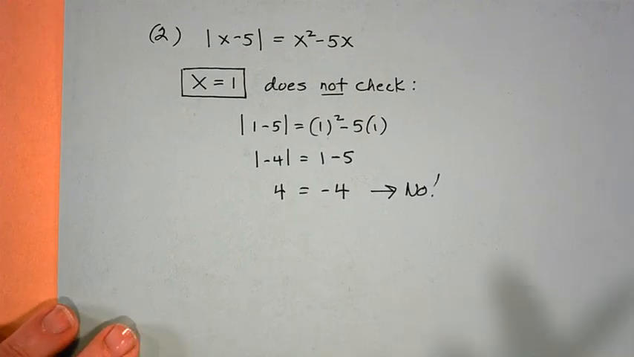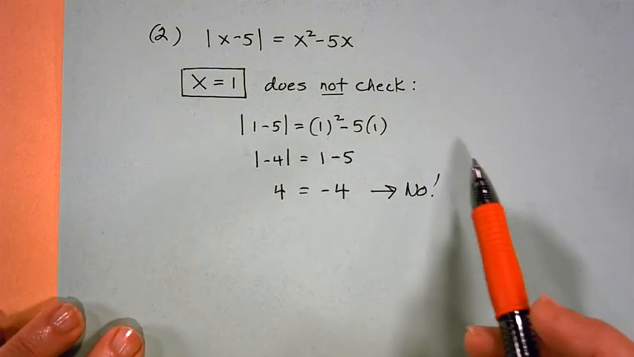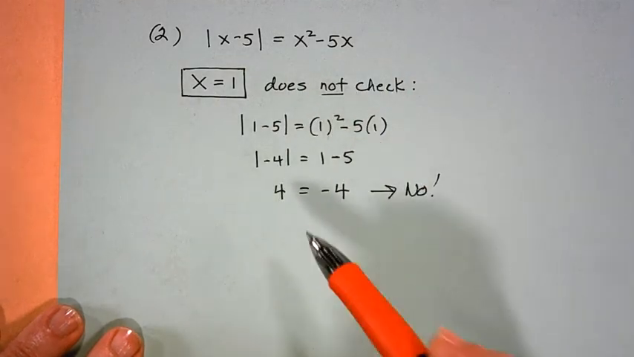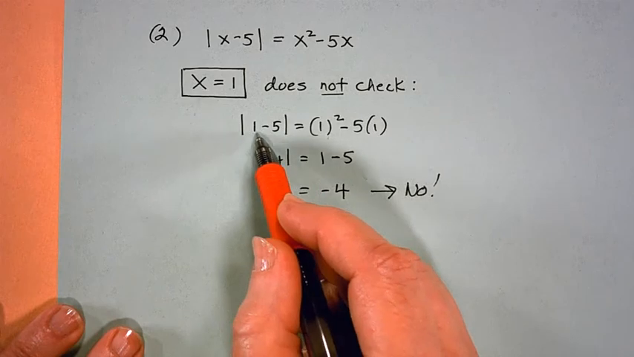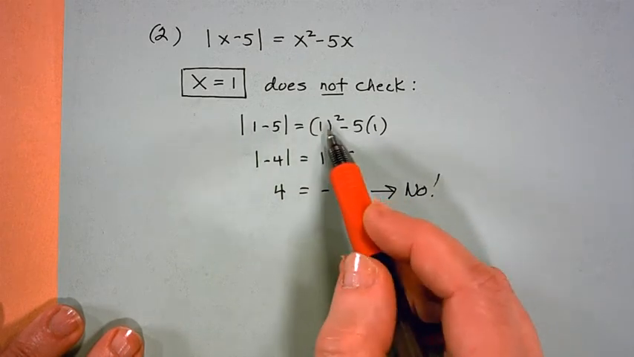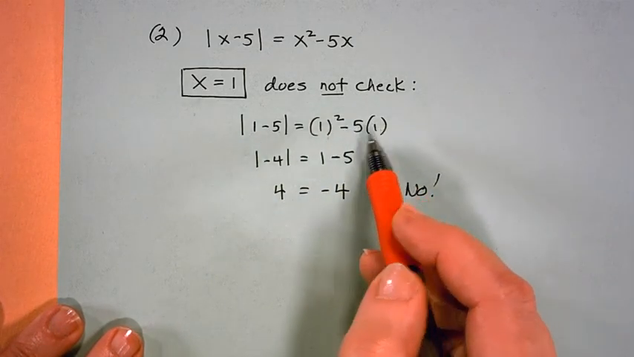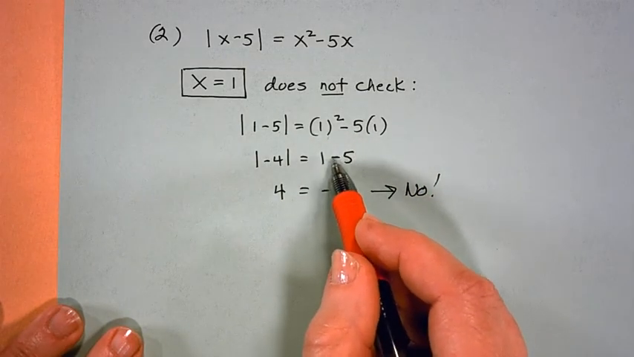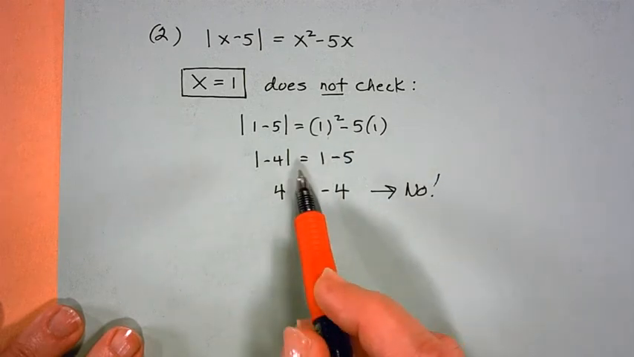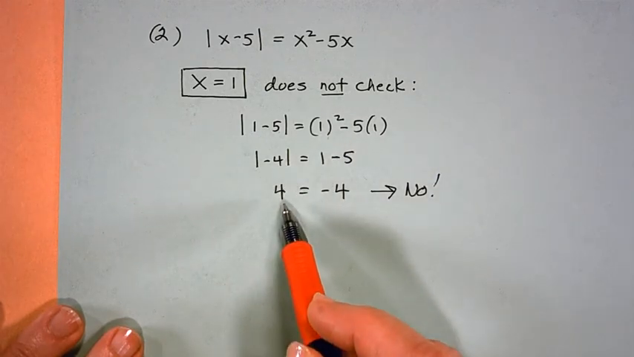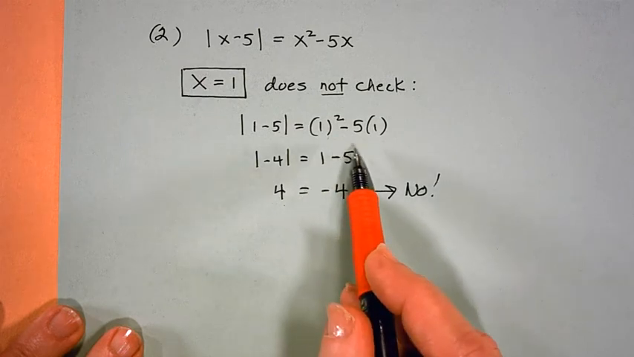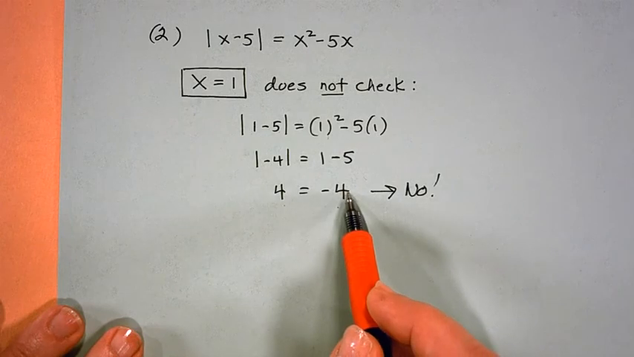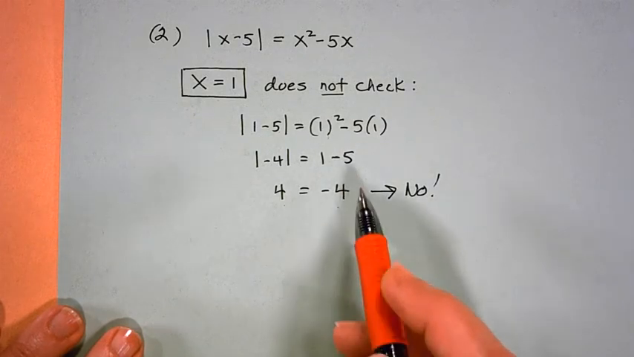Well, if you've checked all 3 solutions, you will find that for this original solution, x equals 1 does not check. When I plug in x equals 1, I get 1 minus 5, absolute value, and then I get 1 squared minus 5 times 1. That gives me the absolute value of negative 4 on the left-hand side and 1 minus 5 on the right-hand side. The absolute value of negative 4 is positive 4. 1 minus 5 is negative 4. So that is not true, and so that is a false solution. This one does not check.